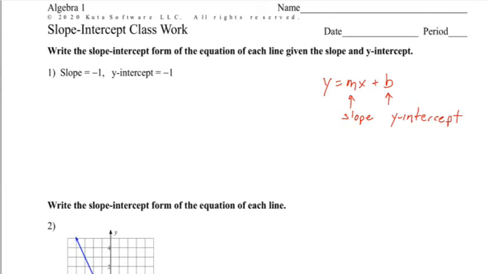The first problem gives us these values directly. Our slope is -1 and our y-intercept is -1. So we're going to take our general form, y is equal to mx plus b. We know that our slope is m and our y-intercept is b. So we're just going to plug those values in directly, and we are going to get y is equal to -1 x plus -1, which reduces to y is equal to -x minus 1.